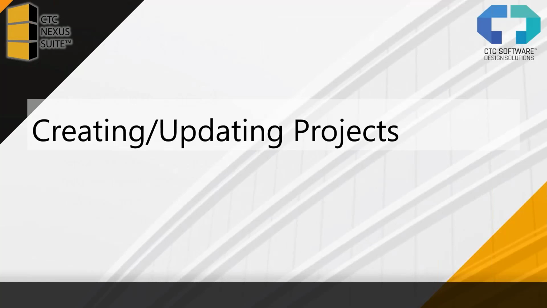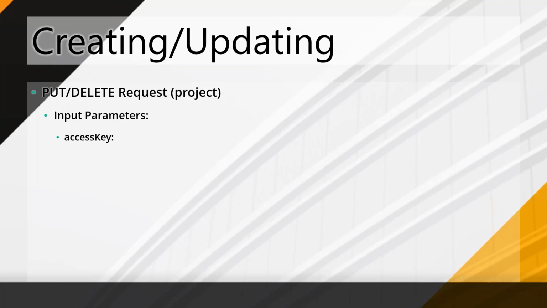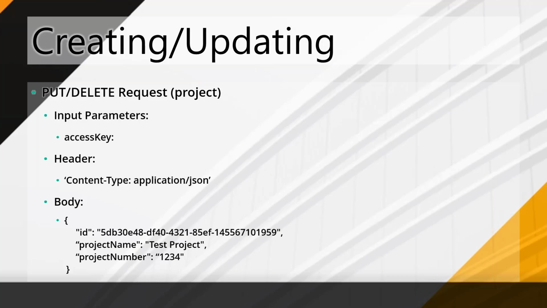So let's talk about the next step here, which is creating or updating projects. And actually, it's a single project. So for this creating and updating, what we're doing is we're using the put, and actually I put a delete here, but this should just be put, the put request for a project specifically. Now with that put request, there's some parameters. There's the access key, of course, because you have to have that. There is a header that you have to send along, which tells it you're actually working with JSON data. You're providing it JSON data, and you're expecting JSON data back. And then you're going to be providing a body.